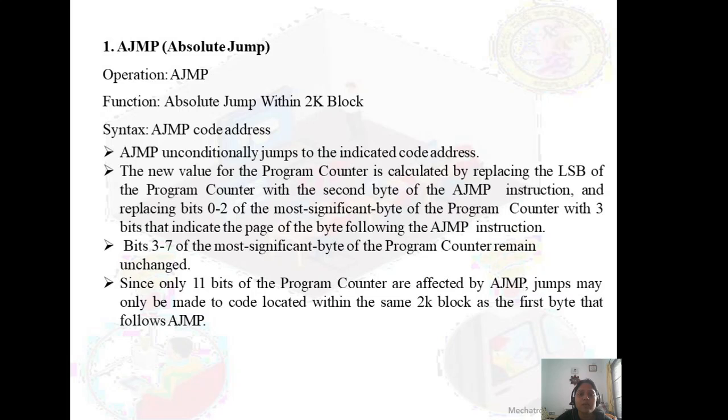And replacing bits 0 to 2 of the MSB of the PC with 3 bits that indicate the page of the byte following the AJMP instruction. Okay, bits 3 to 7 of the MSB of the PC remain unchanged.